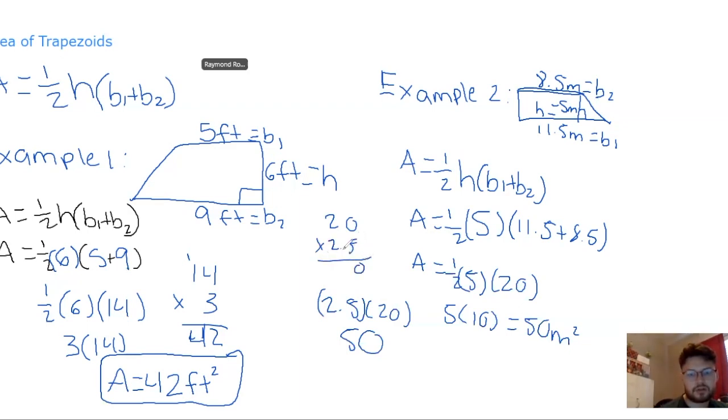If you don't believe me, 0 here, 10, 0, 0. That gives you 500. One decimal place with the 2.5 right there, 50. So 50 meters squared here, we did it this way. 50 meters squared there, we did it that way. So the area is 50 meters squared.